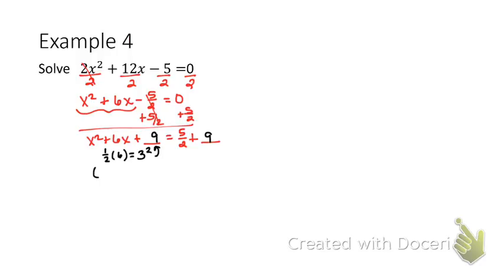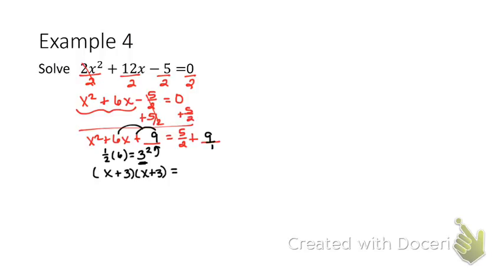So then we're going to factor this side. What multiplies to 9 that adds to 6? Well, remember I also told you it's always that b over 2. So you get x plus 3 times x plus 3 equals, and then over here again I'm adding with fractions, so I know I've got to get that common denominator.